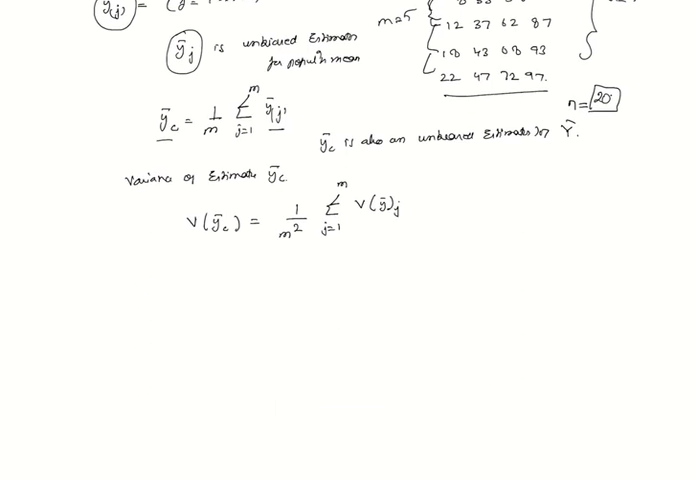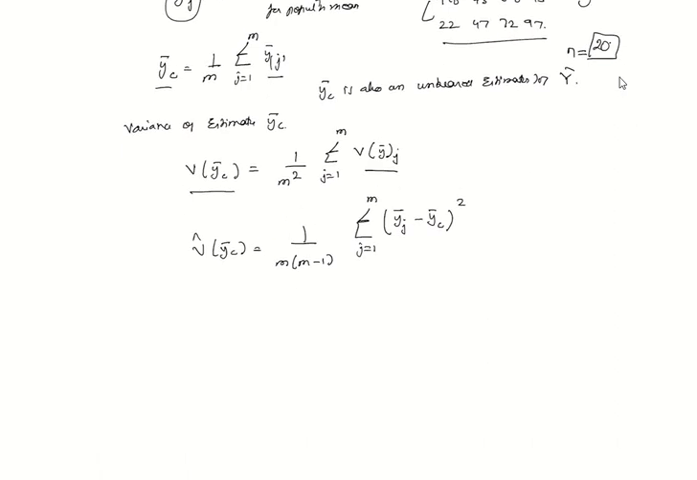Now this is a situation where we can also estimate this variance, which will be v hat of y bar c, by this formula: 1 upon m minus 1 sigma j equal to 1 to m, and instead of doing this variance here, we can have y bar j minus y bar c squared. So this is nothing but the sum of the squared deviations of the individual sample means from the overall sample mean.